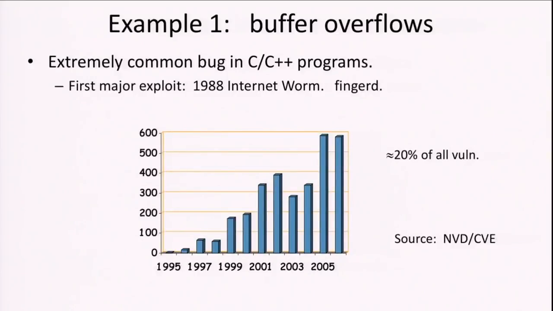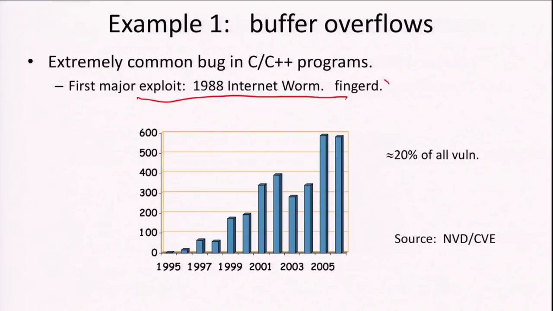So a buffer overflow is one of the most common vulnerabilities, and the first major exploit was shown in 1988 by the Morris Worm. Morris found that there used to be a program in Unix called finger, and by finger you could actually see who is logged into the system, whether that person has logged out recently, what is the email address, and so on.